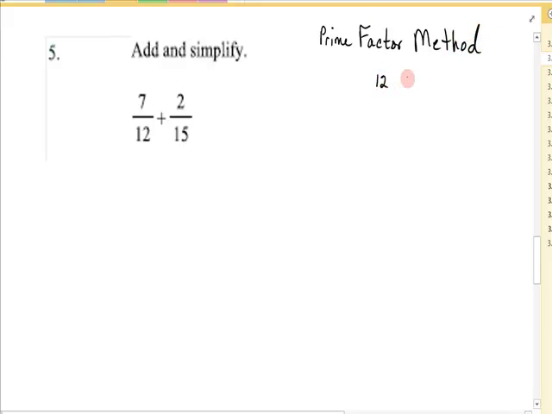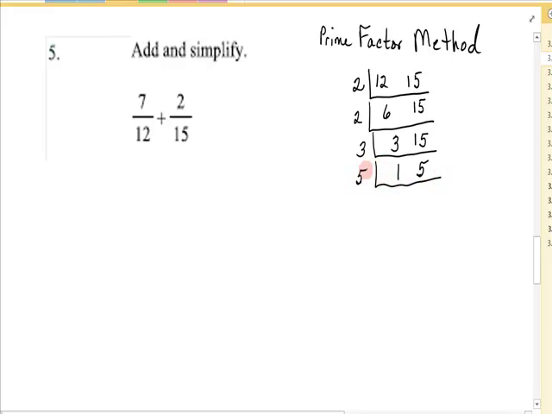If I have 12 and 15, and I start dividing by primes, like 2. 2 goes into 12 6 times. It does not go into 15, so I bring it down. Will 2 go into either of them? Yes. 2 goes into 6 3 times, but it does not go into 15. 2 doesn't work anymore, but 3 does. 3 goes into 3 once. 3 goes into 15 5 times. The only prime number I have to use now is a 5. I bring down that 1, and 5 goes into 5 one time. Remember, all 1s tell me it's through.